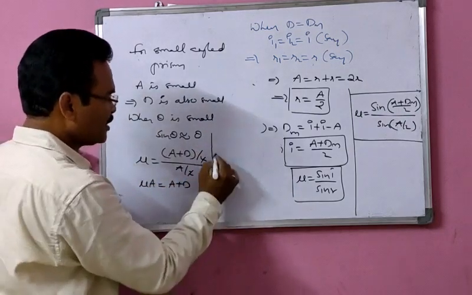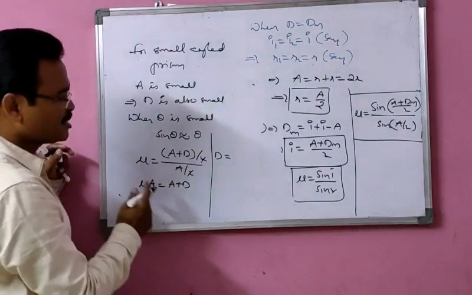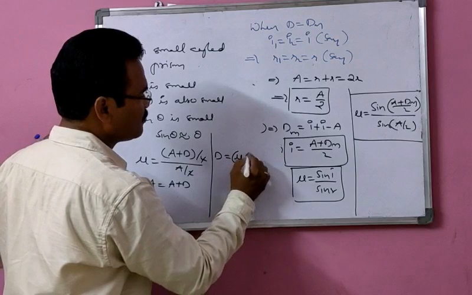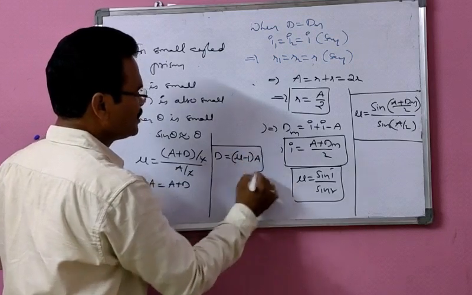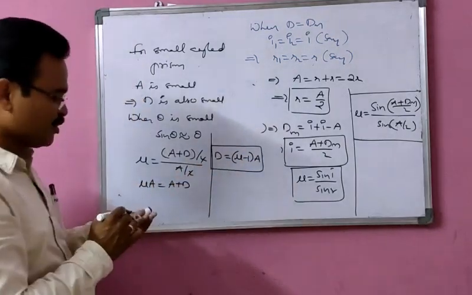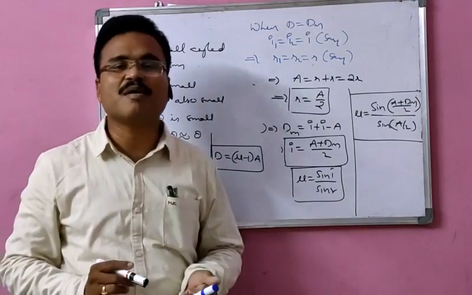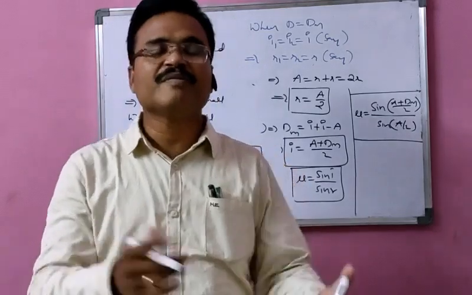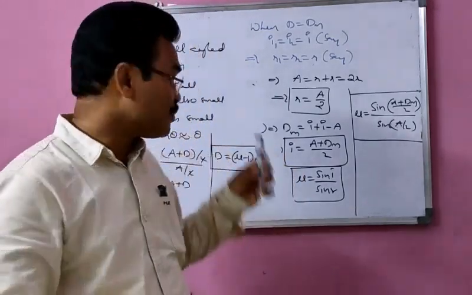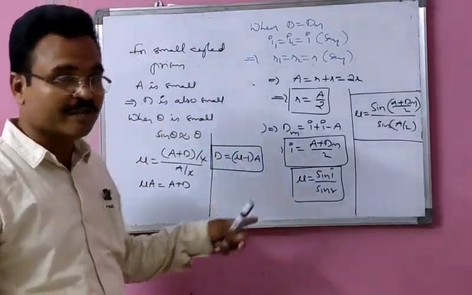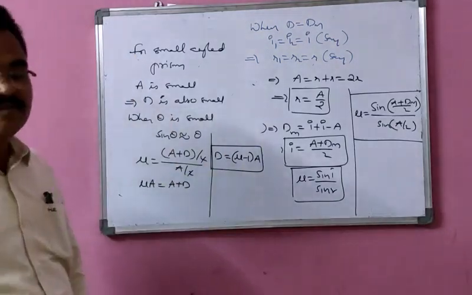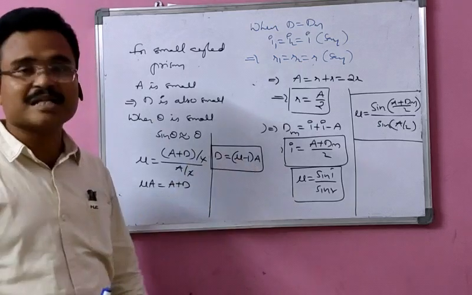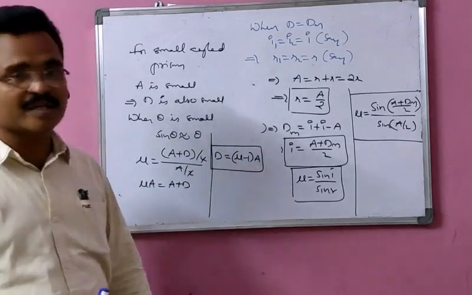And what we get here then, D equal to, take A this side and take common. So what do you get here? (Mu minus 1) of A. So this is the deviation produced in the case of small angled prisms. For small angled prisms, we will get this deviation formula. Remember, this is used only when the angle of the prism is very small, that is below 5 degrees. Otherwise, you cannot use this one here.